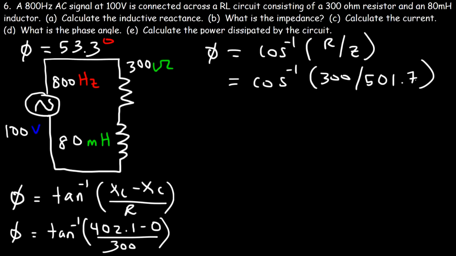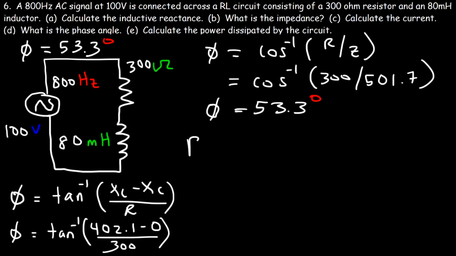So if you type in arc cosine 300 divided by 501.7, this will give you the same answer of 53.3 degrees. So that's the phase angle. Now what about part E? Calculate the power dissipated by the circuit.